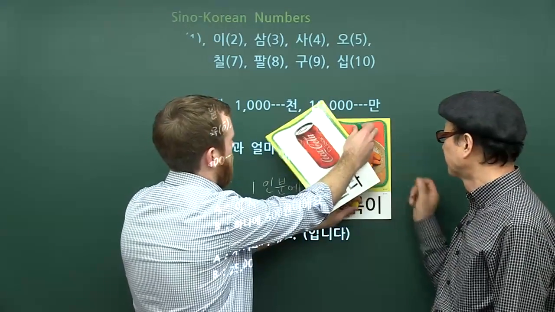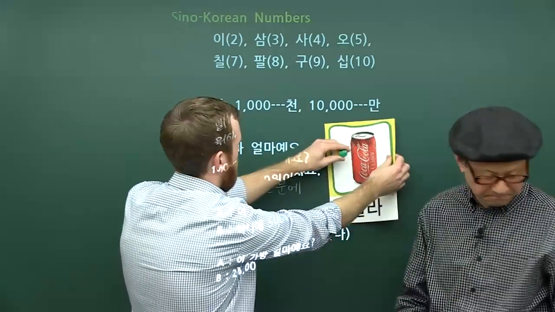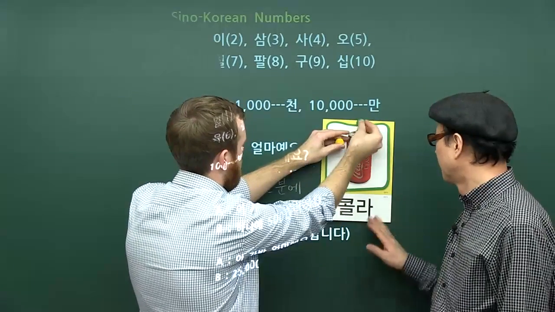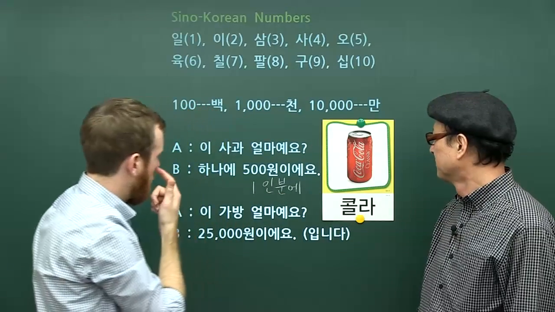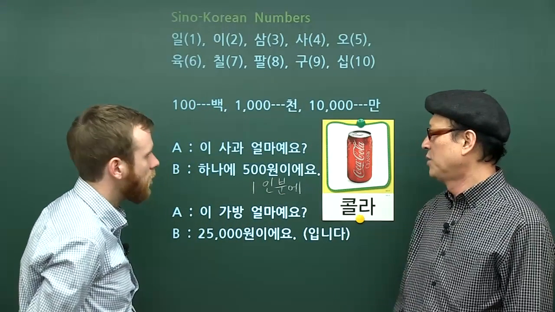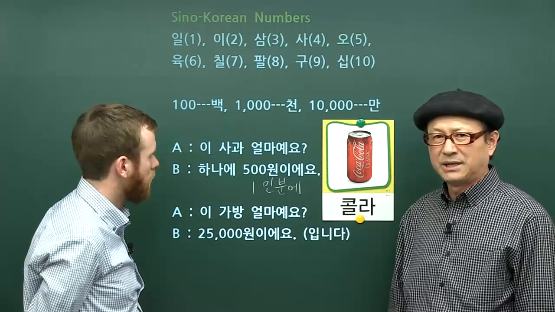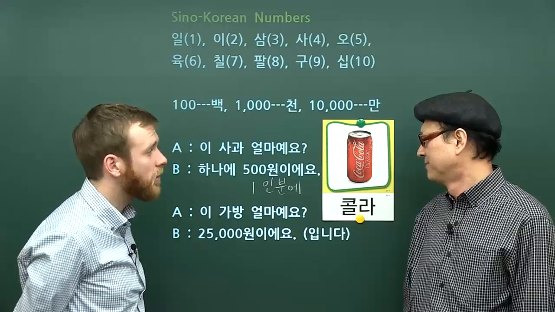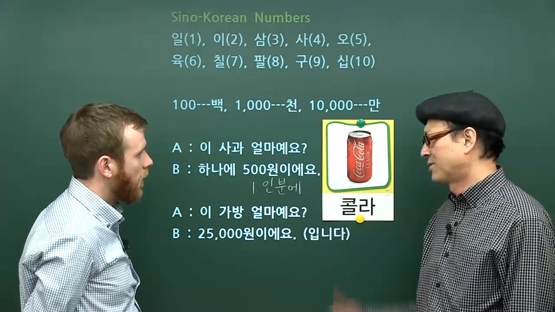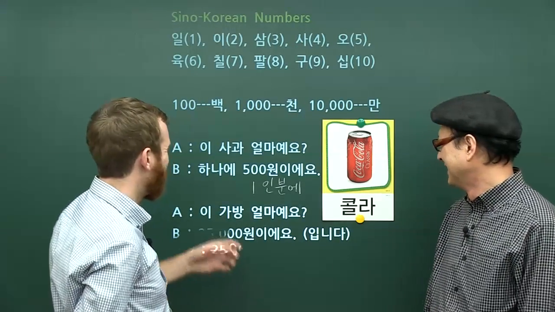So instead of tteokbokki, maybe it was too spicy, so I needed something to drink. So we've got some cola here. 이 콜라 얼마예요? Simple enough. 하나에 1,000원이에요. 1,000원. Okay, so I'm not sure for a can of cola. I'm not sure how much that is. Yeah, I don't know.